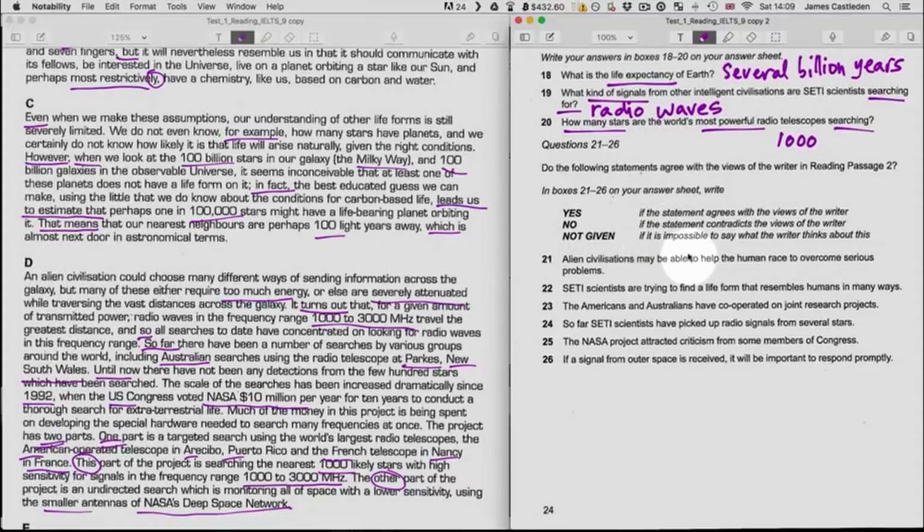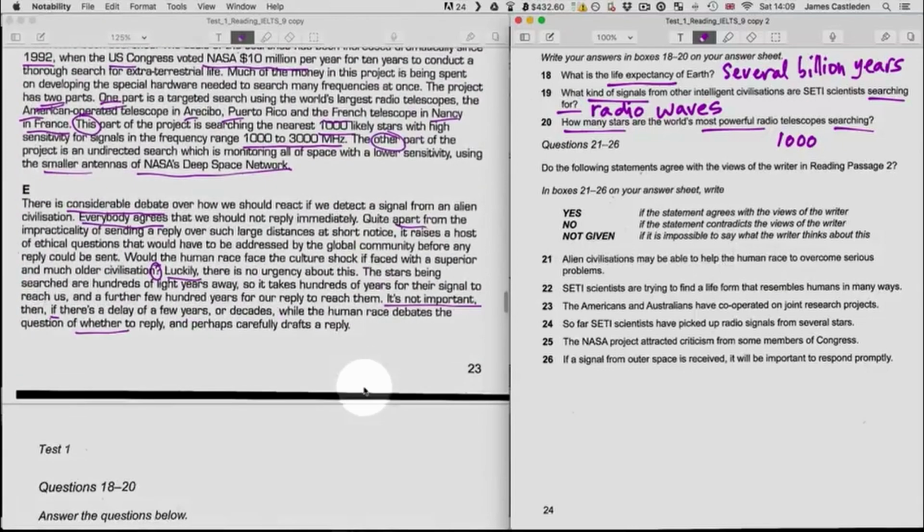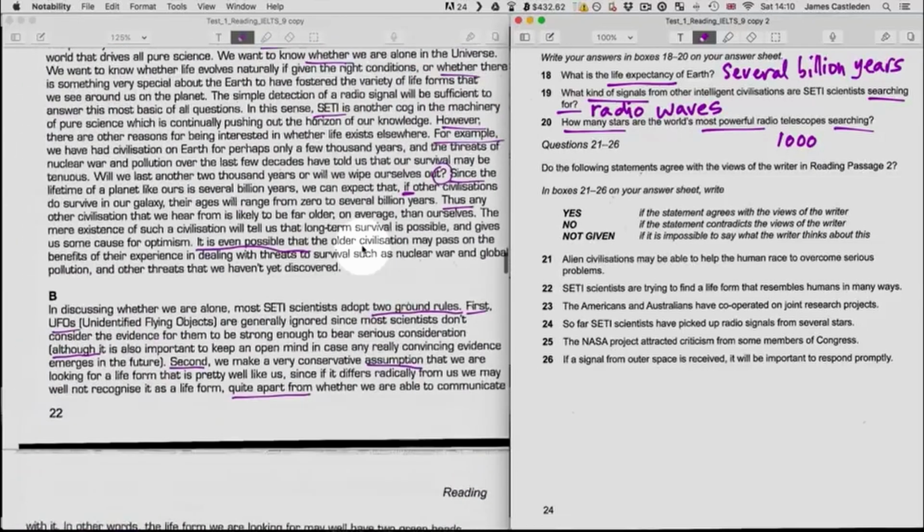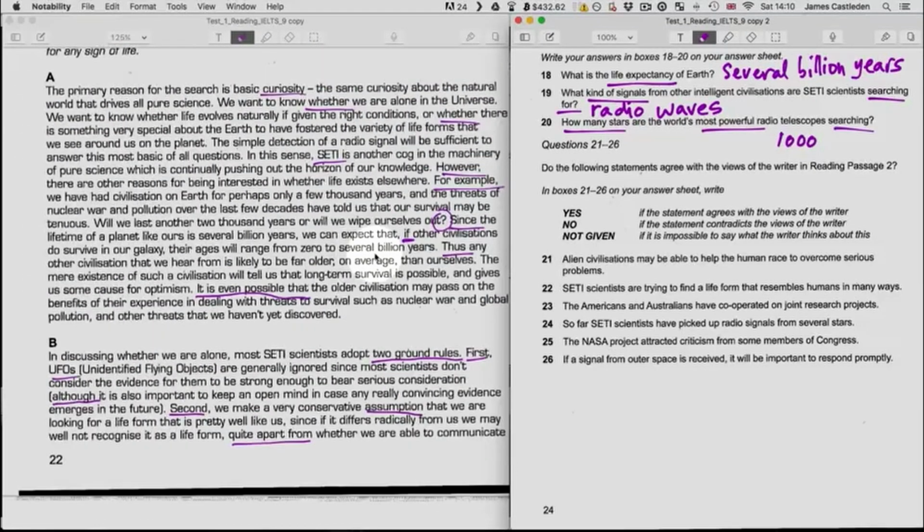Alien civilizations may be able to help the human race to overcome serious problems. Where do you think that might be? Probably down the bottom. No, actually it was up here, wasn't it? What's the reason for, what's the point of doing this? Wipe ourselves out.